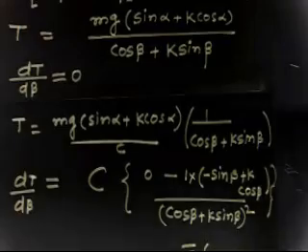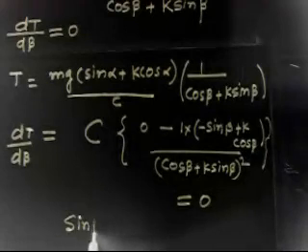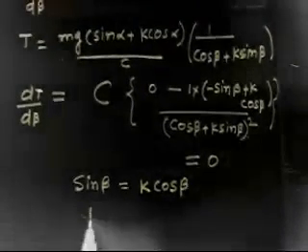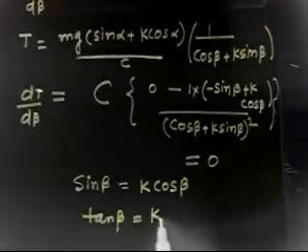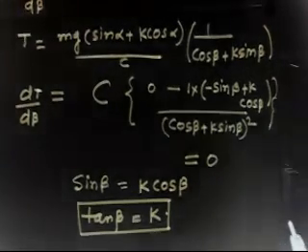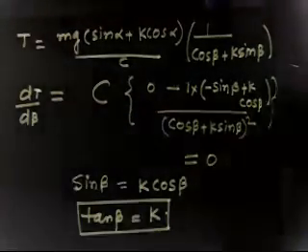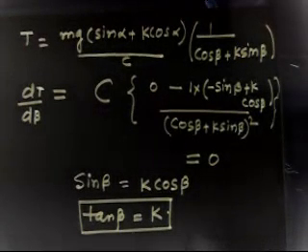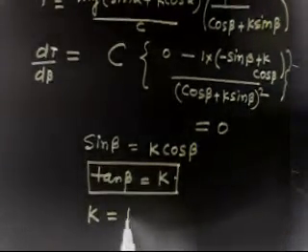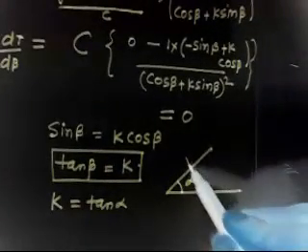So if I put this equal to 0, what will I get? I will get sin beta is equal to K cos beta. Are you getting? So that is tan beta is equal to K. So this is the required condition, that is tan beta is equal to K for this tension to be minimum. We also know K, the friction coefficient, is related to the angle of inclination by K is equal to tan alpha. So I can also write K is equal to tan alpha. So the angle of friction, so you see if you have some slope angle, this is alpha.